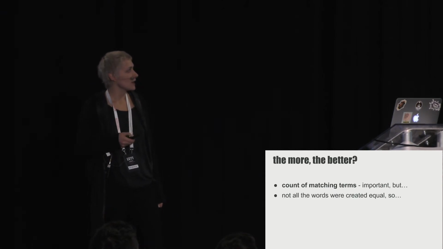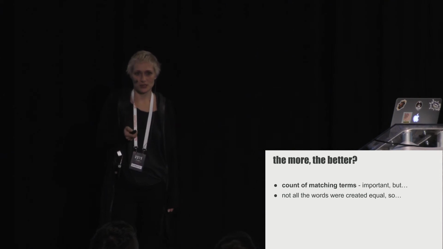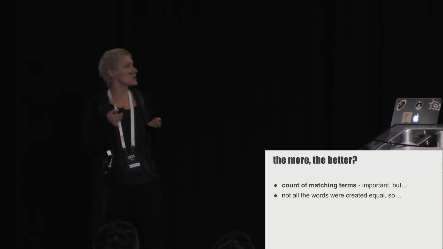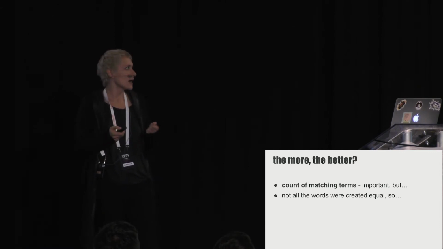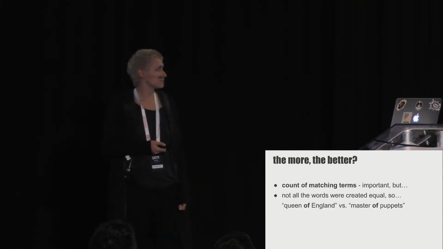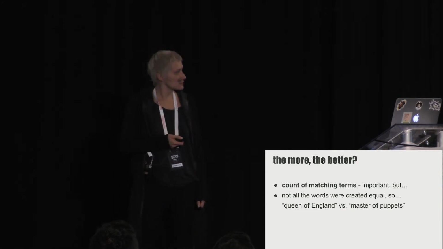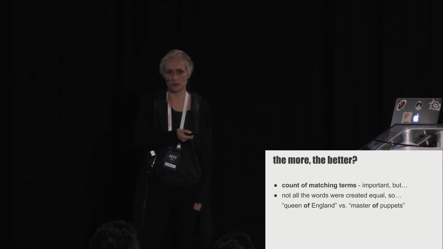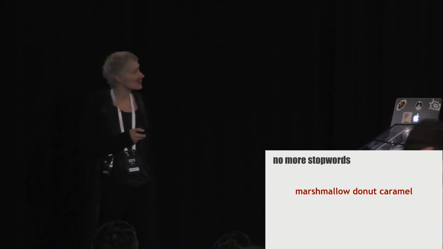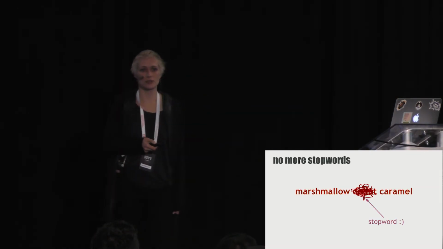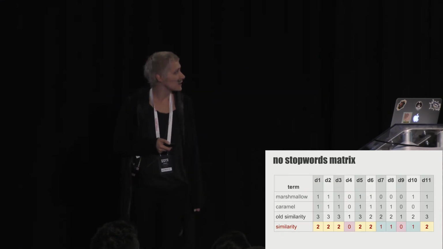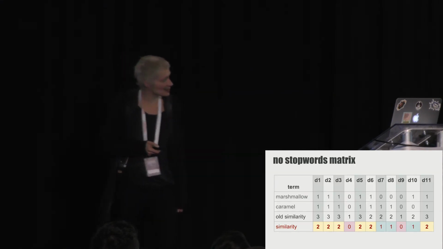It's true, but not all words were created equal, because we are dealing with natural language, and it's full of pronouns, articles, prepositions, and this kind of words that actually bear no meaning or very little meaning. So we don't want to compare two texts and say that they are similar simply because such a word appears in both of them. So we need to get rid of what are called stop words. So we are getting rid of the stop words from our user's query. And now our matrix looks like that, and the similarity changes.